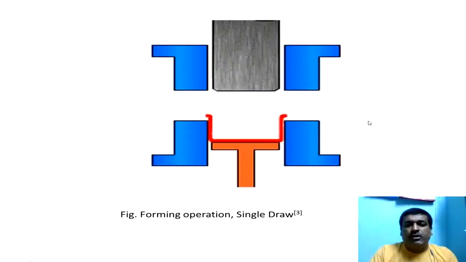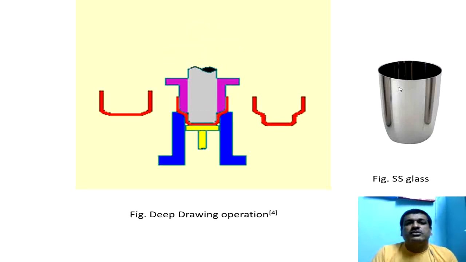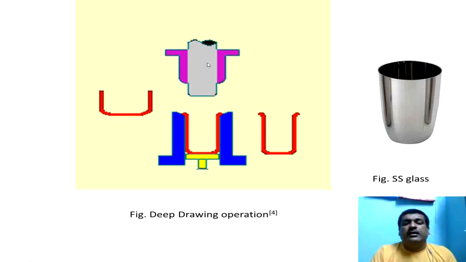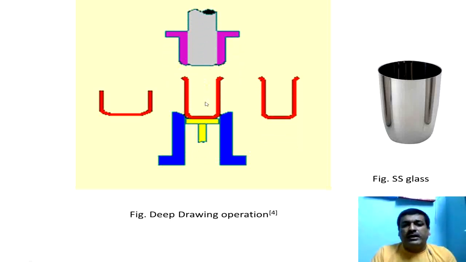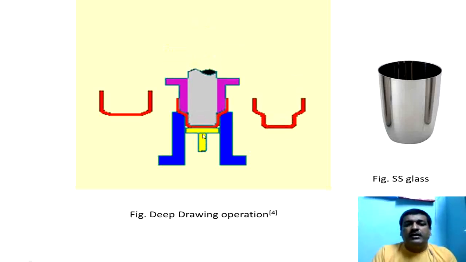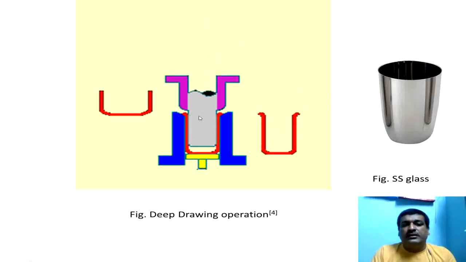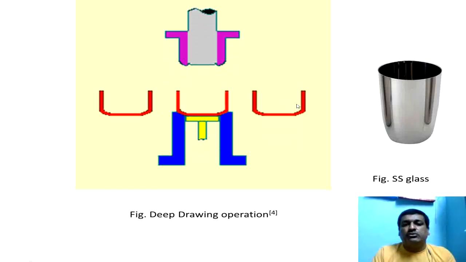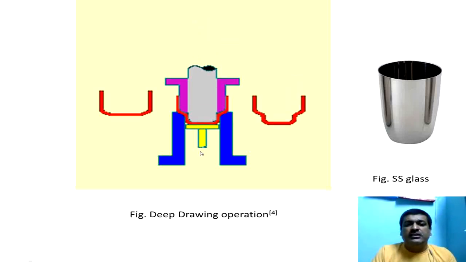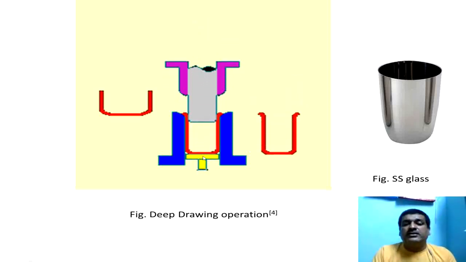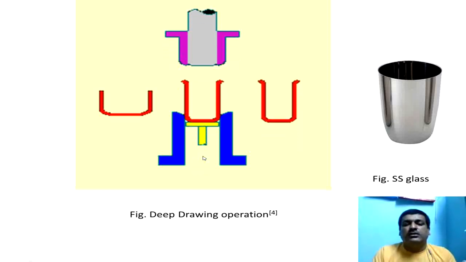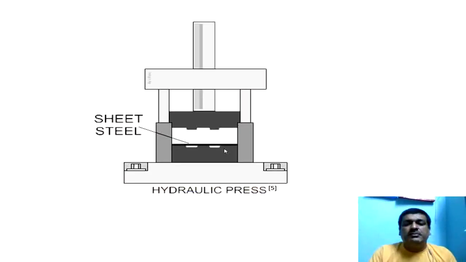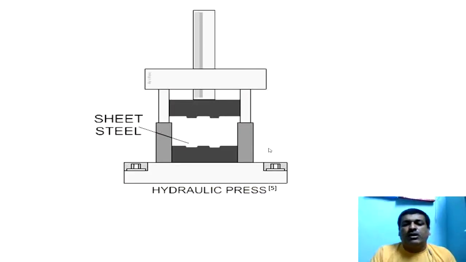Next to this forming operation, how we are going to produce stainless steel glass with the help of deep drawing operation. Again here, the punch will move in a downward direction, just see here, and the previously drawn part is again redrawn, or we can call it as a deep drawing operation, and part is going to be produced. Now you can here easily see the yellow colored element acts as an ejector for the components to easily remove the component from die set. Next, sheet metal parts that are produced on hydraulic press.